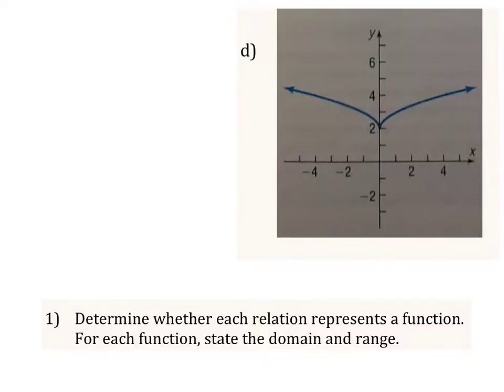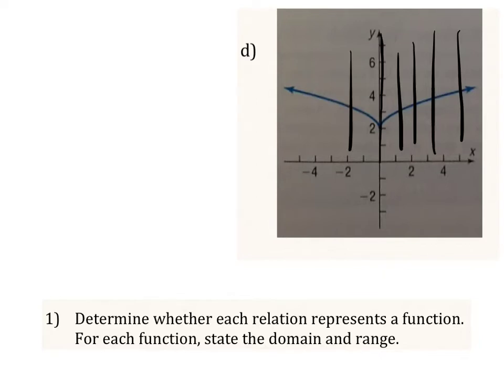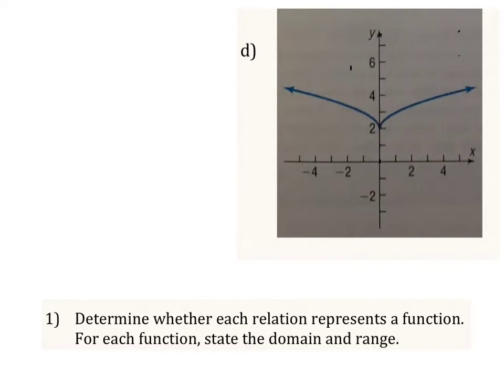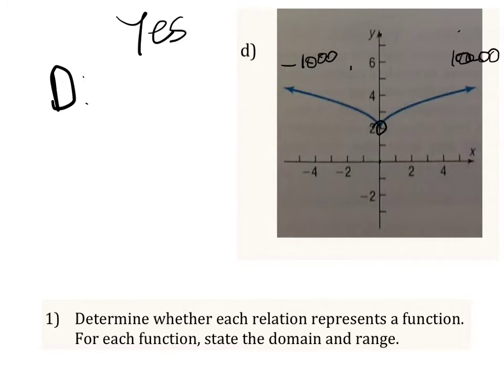For this guy here, yeah, function, passes the horizontal line test. Each x value has its own y. And looking at the domain, so first, yes, function, domain. I see no reason why we couldn't put in -1,000 and get a number out. No reason why we couldn't put in +1,000 and get a number out. And 0 appears to have a value, so all real. Or you could say -infinity to infinity.